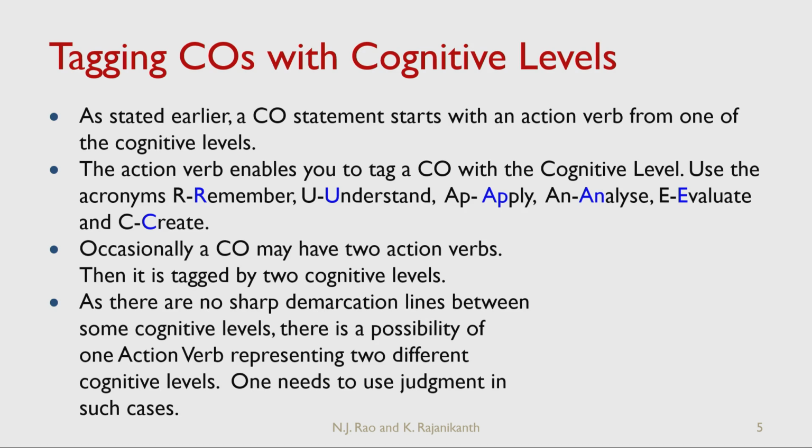So tagging the CO with a cognitive level requires some judgment from the teacher. We should not use the action verb blindly to determine what is the cognitive level associated with this particular outcome statement. There is no sharp demarcation line between some cognitive levels. There is a possibility of one action verb representing two different cognitive levels. So one needs to use judgment in such cases.